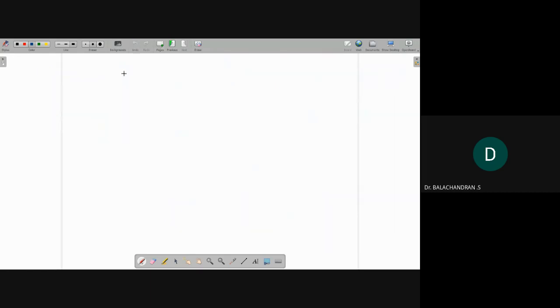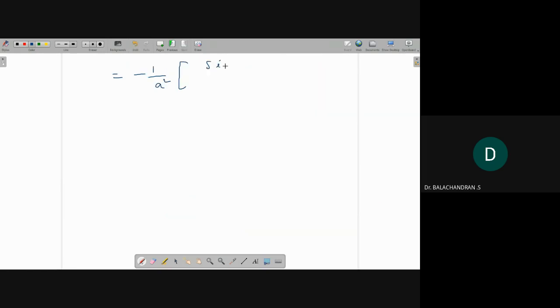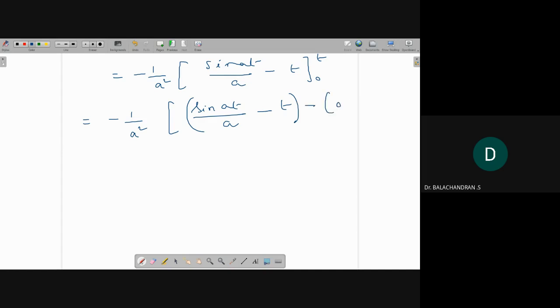Again integration, okay, one more time. So minus 1 by a square, sin a t by a minus t, limit is from 0 to t. Again, upper limit minus 1 by a square into sin a t by a minus t, minus lower limit sin 0, 0, t 0. The final answer, if you take a as LCM, I'll get minus 1 by a cube into sin a t minus a t. Or take minus commonly, so 1 by a cube, a t minus sin a t.